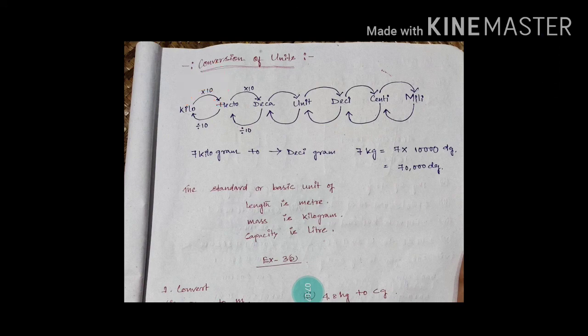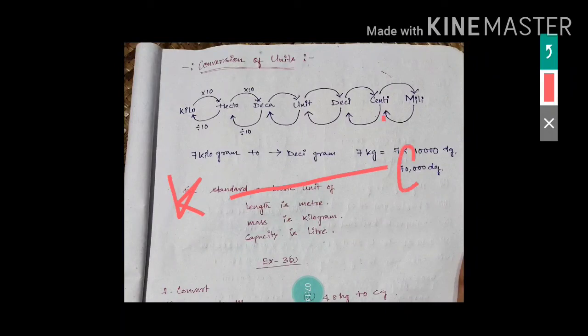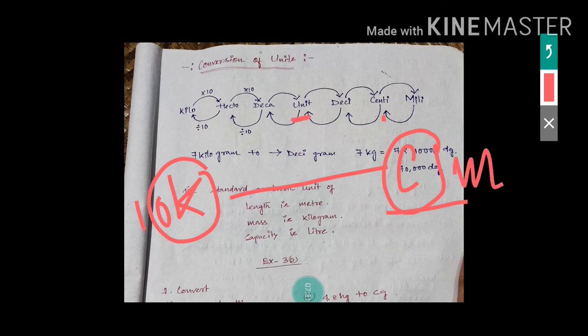Suppose you are shifting from kilo to centi, and the question asks you to convert 10 kilo to centi. So your unit should be centi; here it will be centimeter. So from 10 kilometer you have to shift to centimeter. How will you convert? You have to recall this table first.